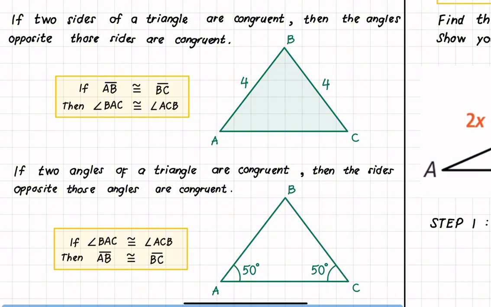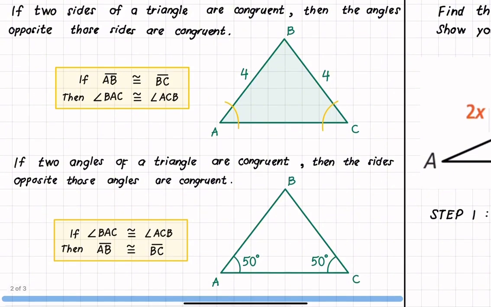For example, since this side is 4 units, the angle opposite of this side, which is angle BAC, is congruent to the angle opposite of this other side, which is angle ACB. Since these sides are congruent, the angles opposite them are also congruent. It means that angle BAC and angle ACB are congruent. For example, if this measures 40 degrees, this also measures 40 degrees.